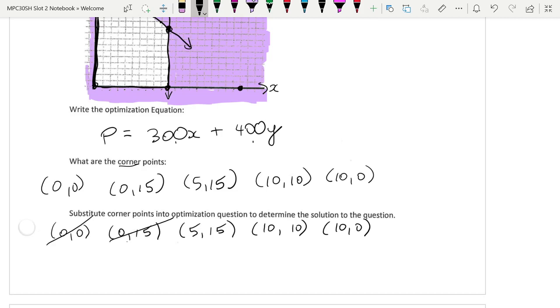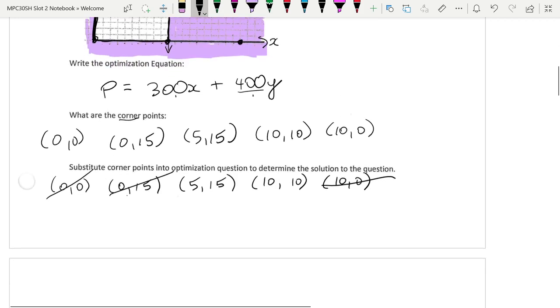And by the same logic, since the y coefficient is positive, there's no possible way 10, 10 couldn't be bigger than 10, 0. So don't bother trying that one. So really, the only two that I have to try are those two. Which one gives me the most profit?